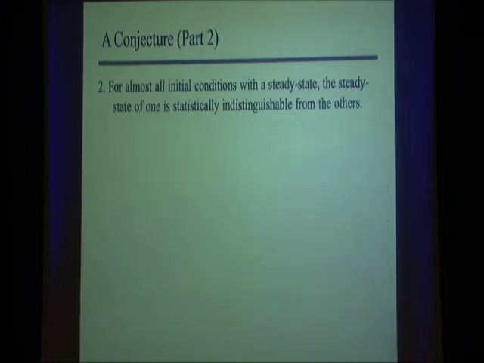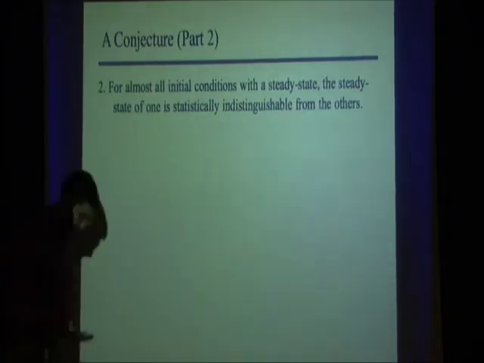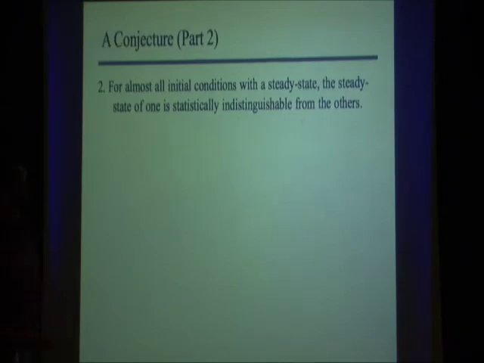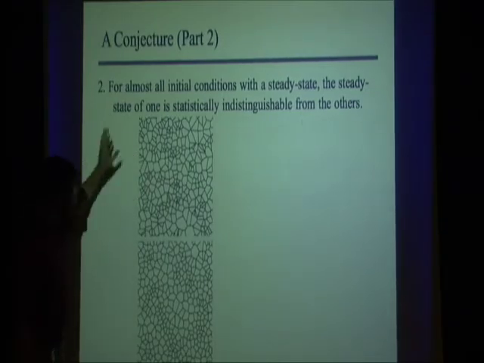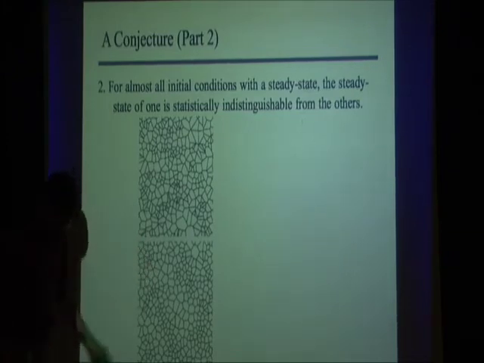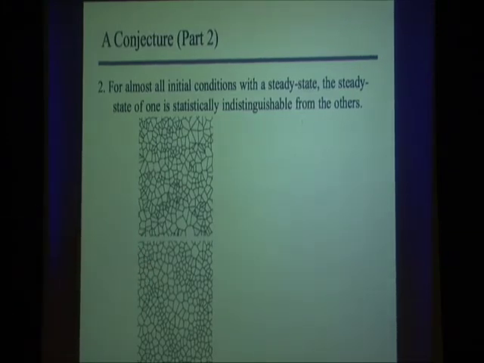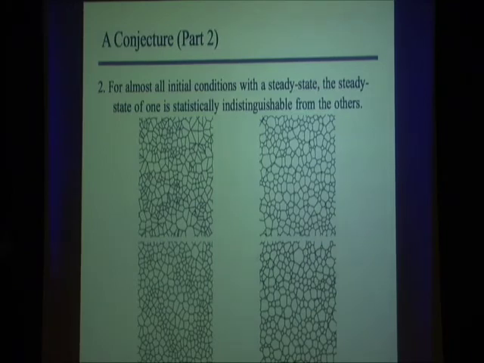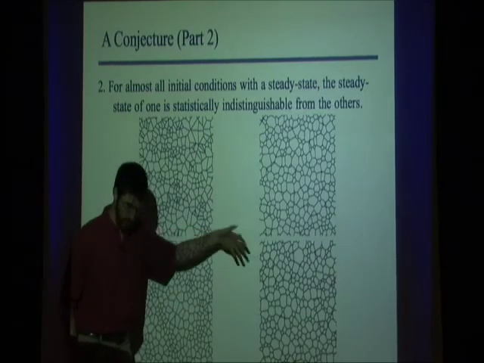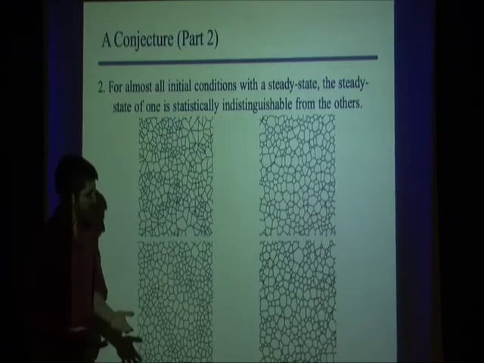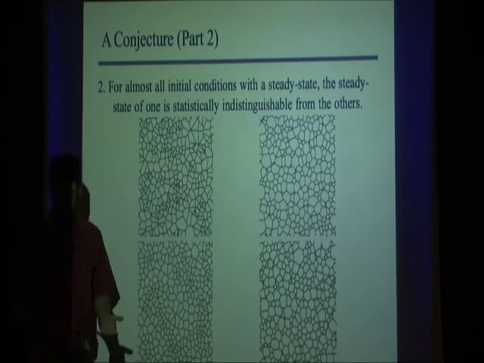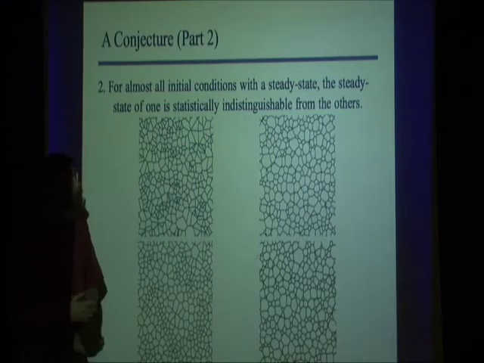Here's the second part of the conjecture. For almost all initial conditions where we have a steady state, it looks like the steady state of one is indistinguishable from all the others. So here's two initial conditions. This is a Voronoi tessellation from Poisson distributed points. This is constructed in a different way. That's not terribly important. What is important is that if you let these evolve long enough, you end up with structures that look the same. And indeed, all the statistics that we can think of, if we measure them, they all come out to be identical. This is really striking. Don't know why. Don't know how to prove it.